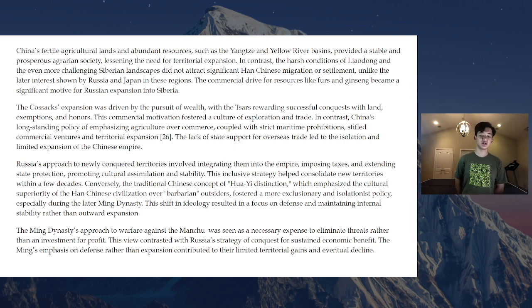The Ming dynasty approach to warfare against the Manchu was seen as a necessary expense to eliminate threats rather than an investment for profit. This contrasted with Russia's strategy of conquest for sustained economic benefit, and the Ming's emphasis on defense rather than expansion contributed to the limited territorial gains and eventual decline.